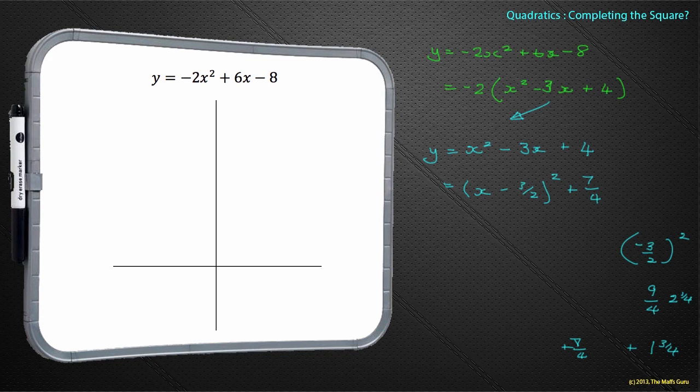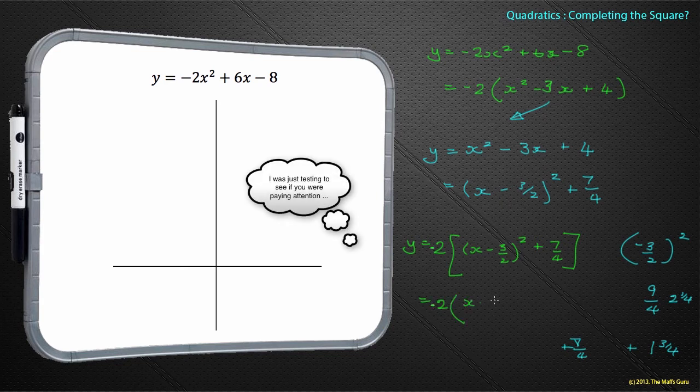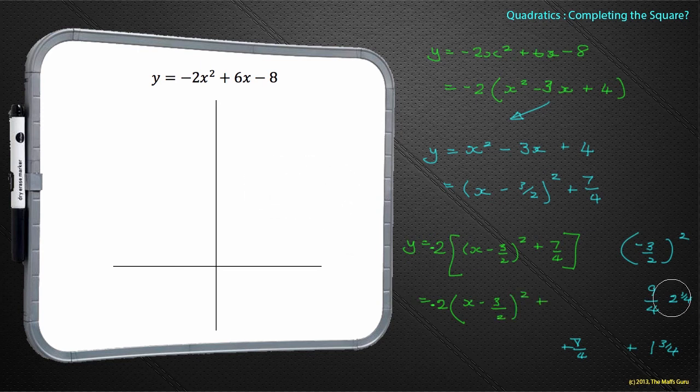What do we do? We put it back into my original expression, remembering that we need to put the minus 2 outside a set of square brackets: x minus 3 over 2 all squared, plus 7 over 4. What does that give me? Well, multiply that out, gives me minus 2, x minus 3 over 2 squared, plus, well, we multiply that by minus 2, so that's now going to become a minus. So minus 7 over 4 times 2 is 7 over 2. And there we have our completing the square form.